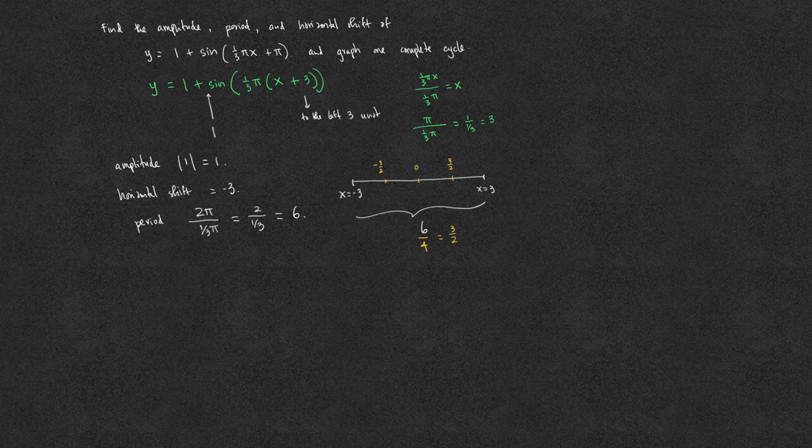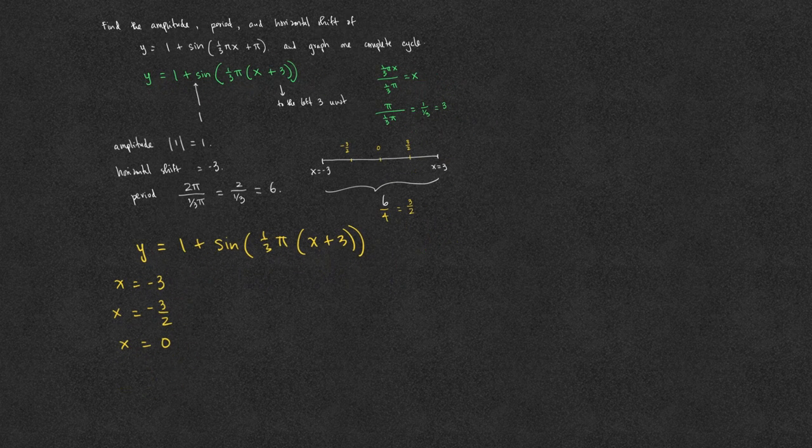We will see. We will evaluate y equals 1 plus sine of 1/3 pi times x plus 3 using these 5 numbers. The first number is negative 3. The second number is negative 3 over 2. The third number is 0. And the fourth number is 3 over 2. And the last number is x equals 3. The goal is to obtain 5 points so that we can graph the function.